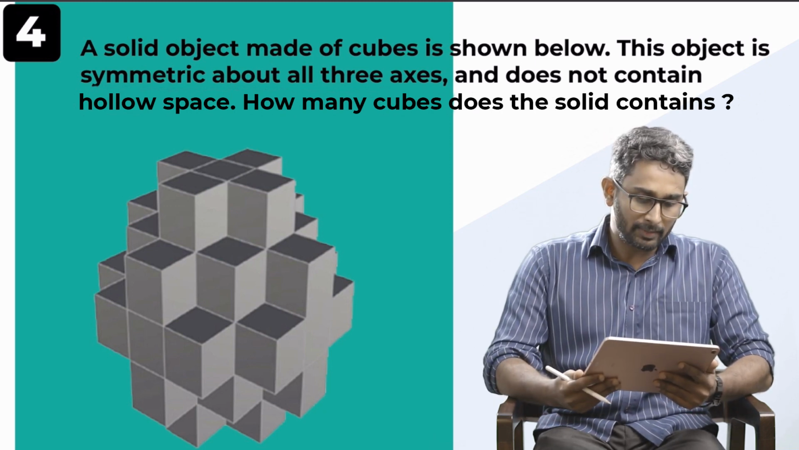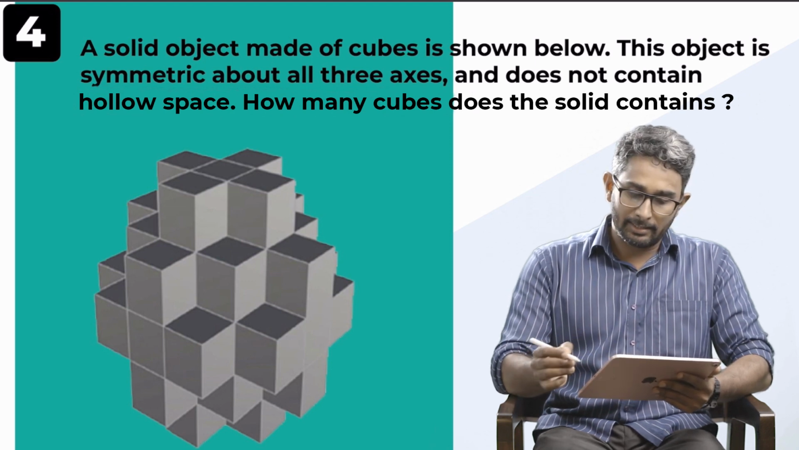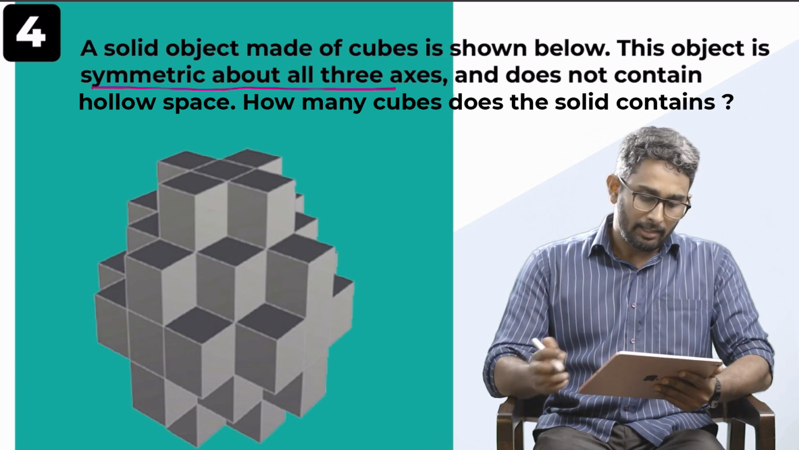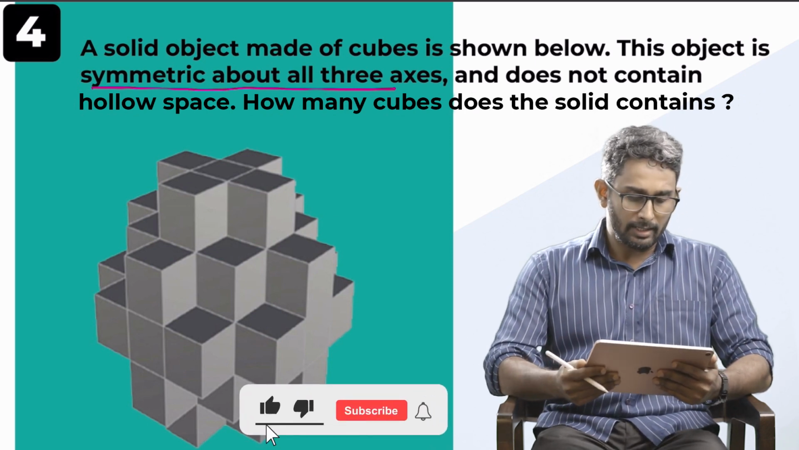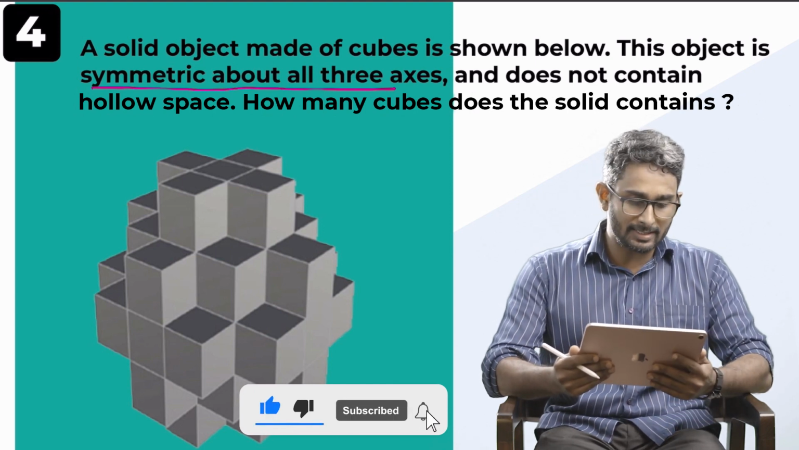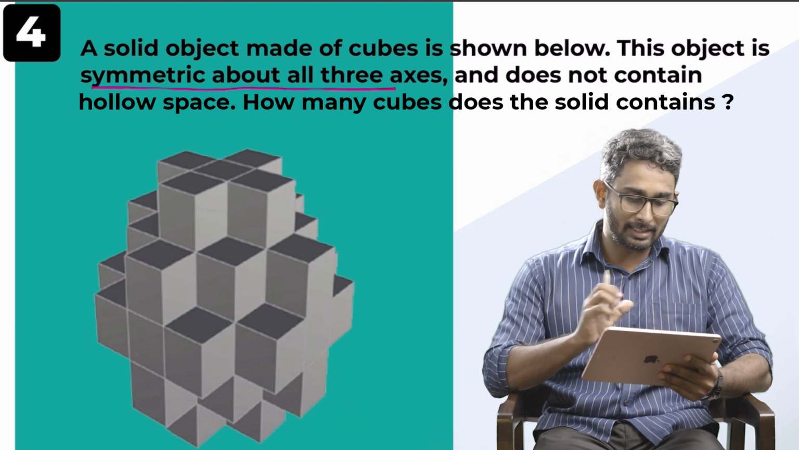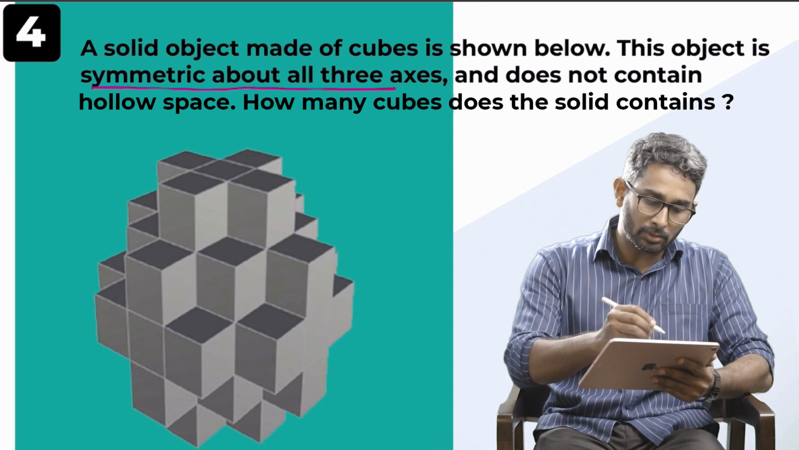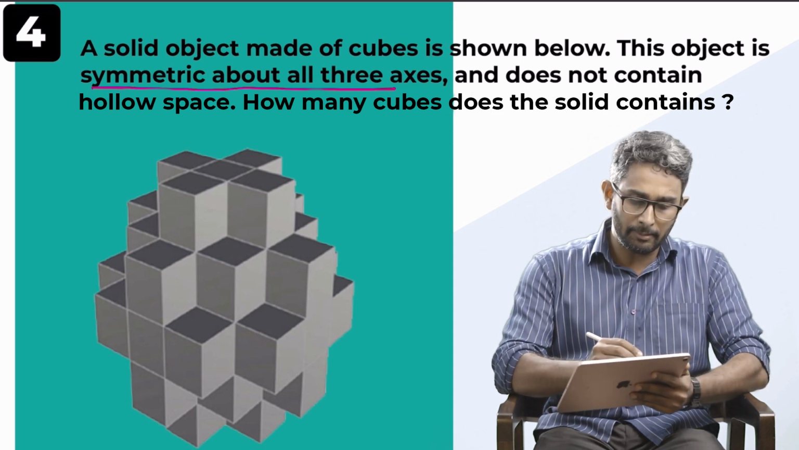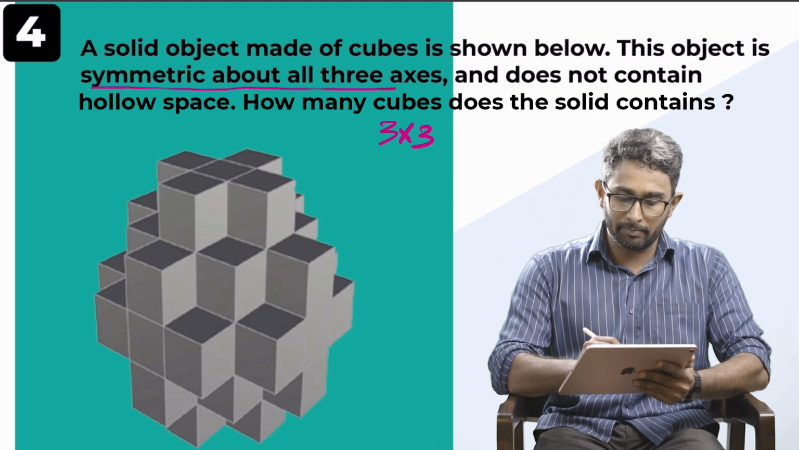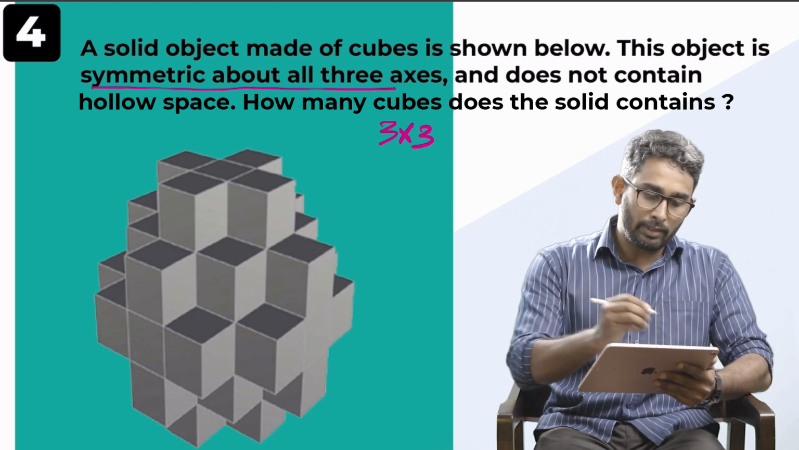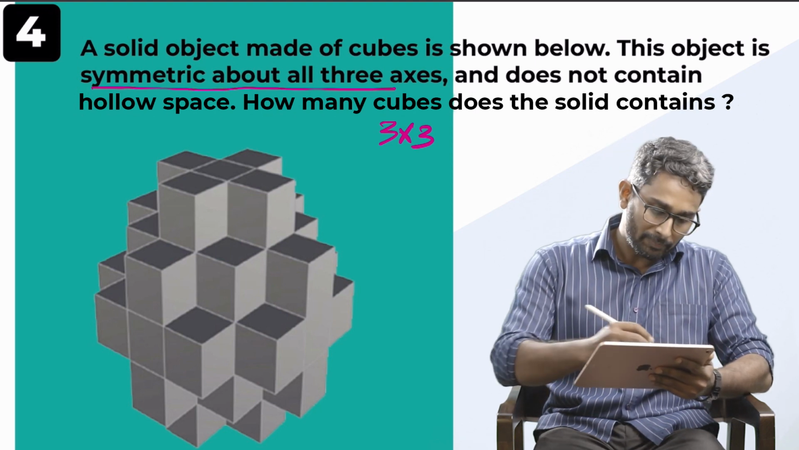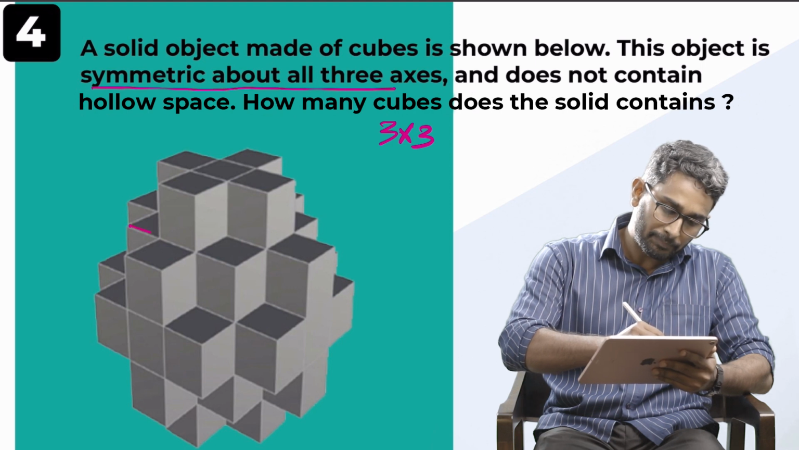So the main point associated with this question is that this object is symmetric about all three axes, and you have to count the total number of cubes. Okay, so if you observe this question very carefully, you can see a Rubik's cube shape inside this solid object. I will try to make a drawing which shows the Rubik's cube, or a 3 by 3 square matrix. And if you can imagine it like that, it will be easier for you to do this question. So let me draw that Rubik's cube or 3 by 3 square matrix for you.